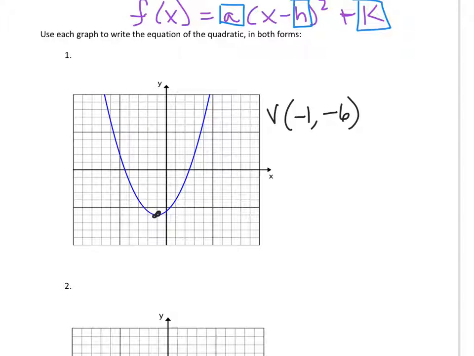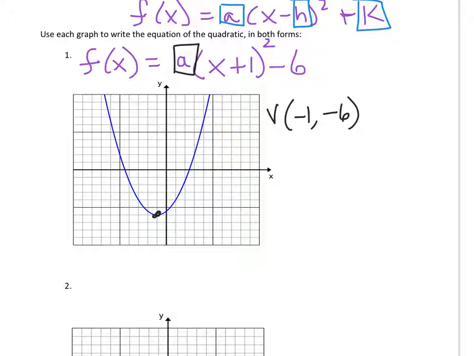Okay, so we know right off the bat that our equation would look like this. In order to have that vertex, shifted to the left 1 unit means I would have an x plus 1 in my squared, and to go down 6 units I would have minus 6 there. So the only thing right now that I don't know is what a is. Everything else I have just from looking at the graph and finding the vertex.